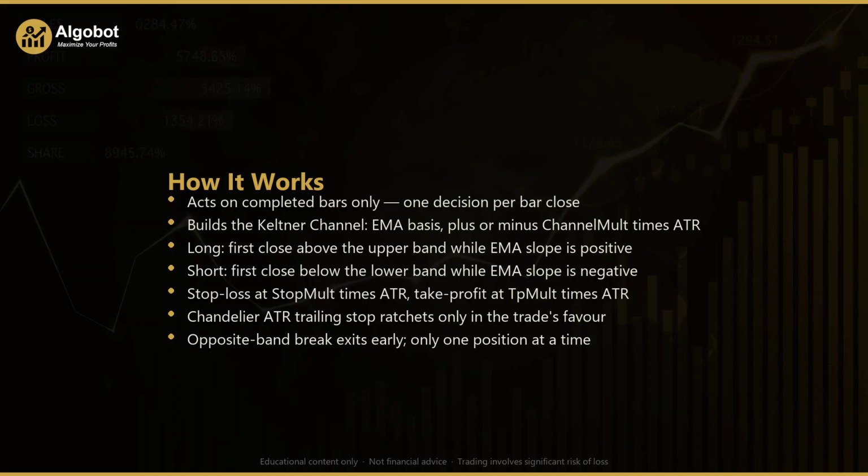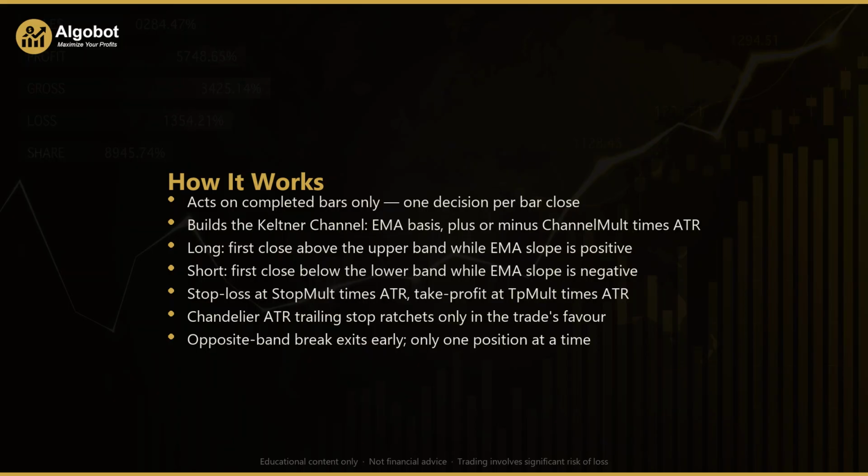Now for the entry logic. For a long signal, two conditions must both be satisfied. The current bar must close above the upper band, and, importantly, the previous bar's close must have been inside the channel. That combination defines a fresh cross, the first close beyond the band rather than a market that's been hugging it for a while. On top of that, the EMA must be sloping upward, measured over the slope lookback window of 5 bars. Only when the fresh upside break and the rising EMA agree does the strategy signal a long entry. The short side is the exact mirror image, a fresh close below the lower band while the EMA slopes downward.